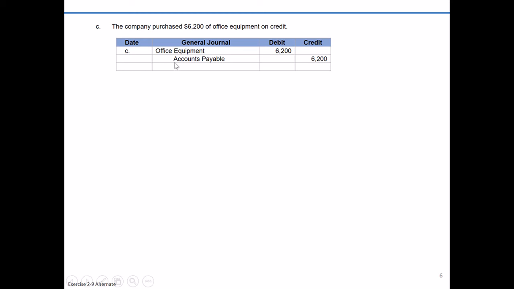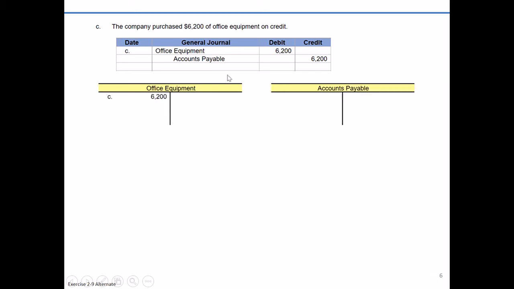Again, this is related to buying equipment from a supplier, so we're going to use accounts payable. How do we record these in the T accounts? Office equipment, an asset, we're debiting it on the left-hand side for $6,200. Accounts payable, a liability, we're crediting it on the right-hand side also with $6,200.